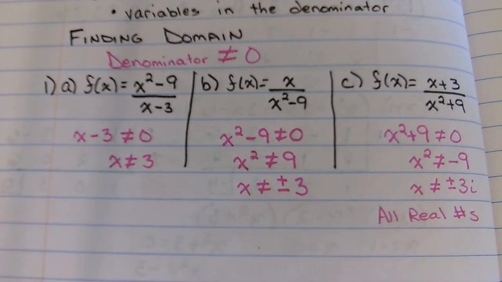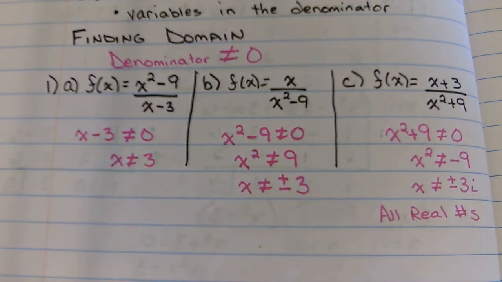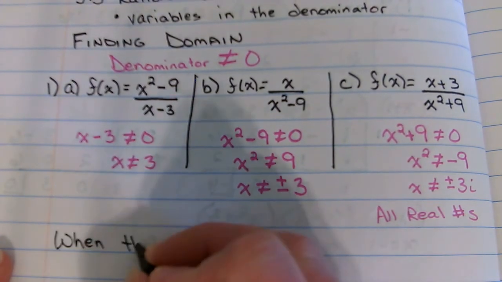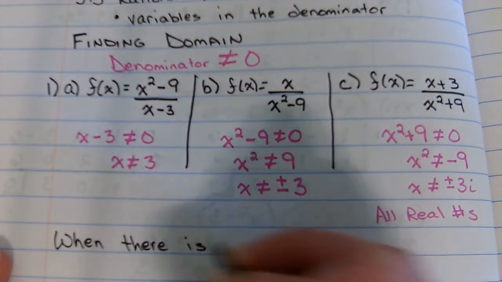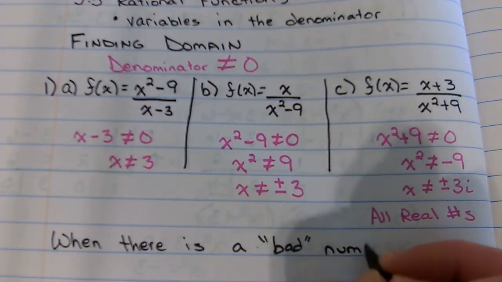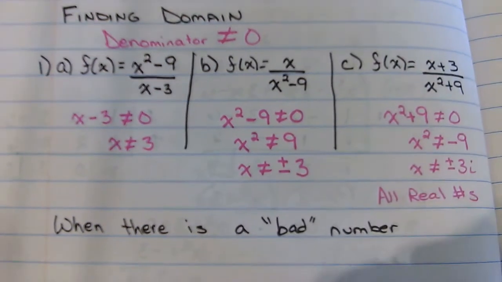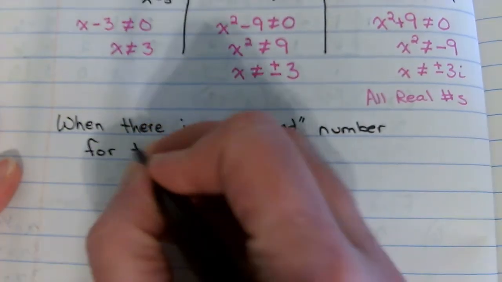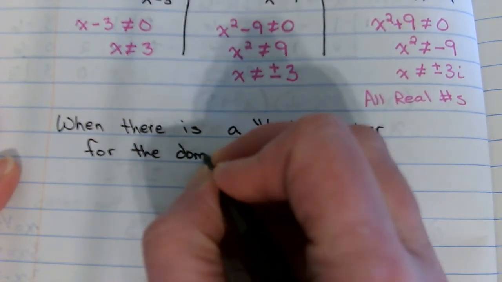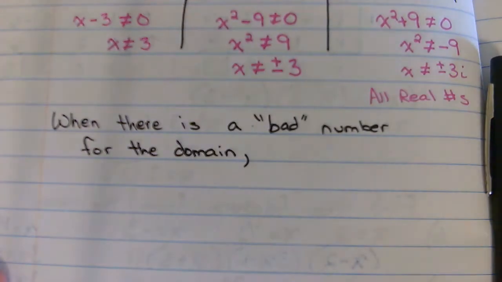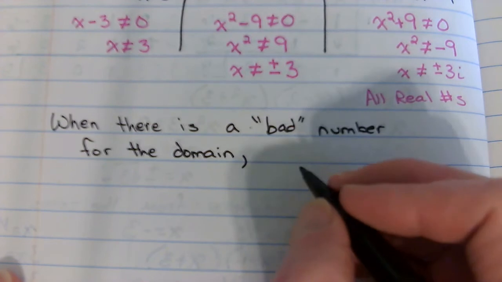Now, when there is a quote, quote, bad number for the domain, two things could be happening.